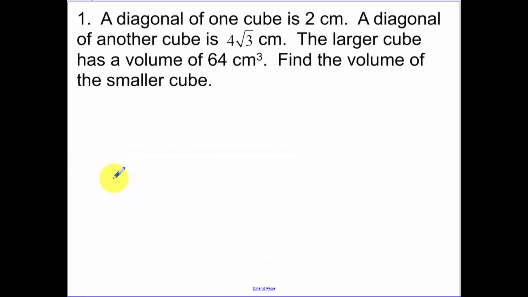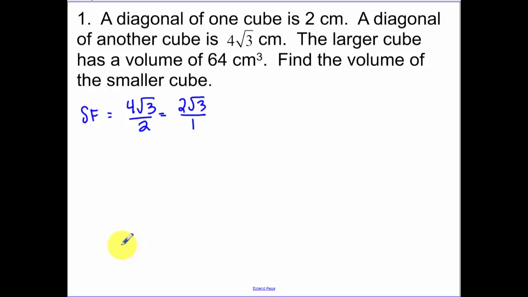Okay, so our first example. The diagonal of one cube is 2 centimeters. The diagonal of another cube is 4√3 centimeters. The larger cube has a volume of 64 centimeters. We need to find the volume of the smaller cube. Since all cubes are similar, I can look at the ratio of any of the corresponding parts. So let's look at the ratio of the diagonals to figure out what our scale factor is. So our scale factor is 4√3 to 2. When I reduce that, I get 2√3 to 1.